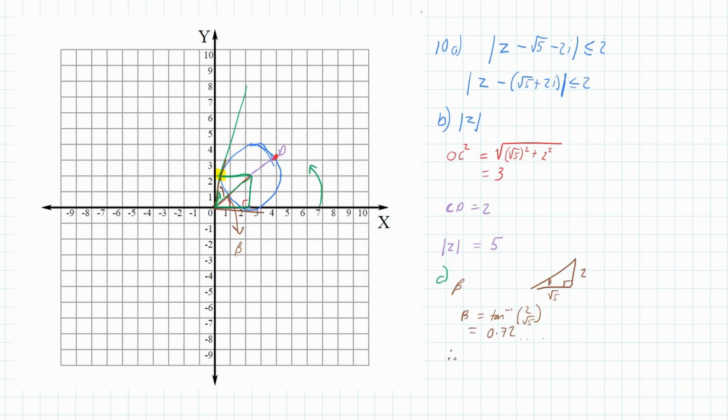Therefore, greatest arg Z, whoops, not modulus Z, sorry, greatest arg Z is 1.46. And that is that one.